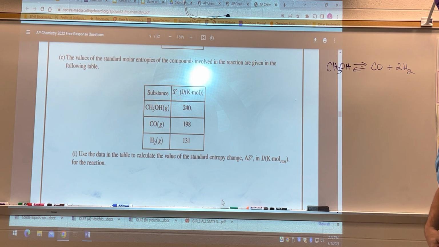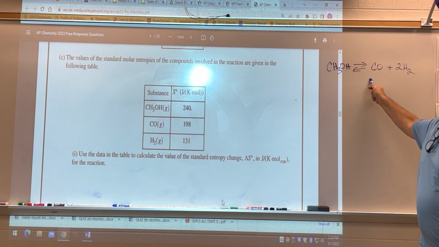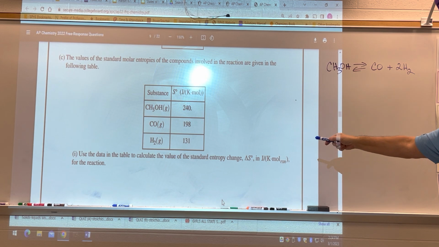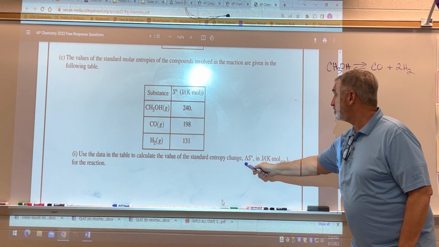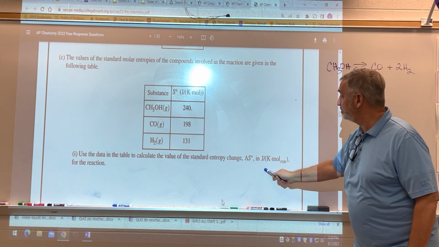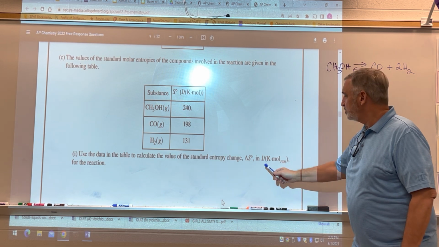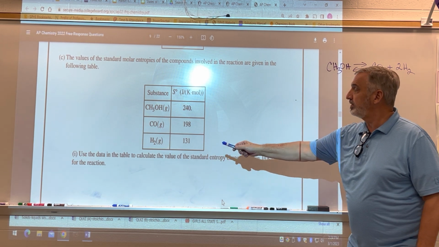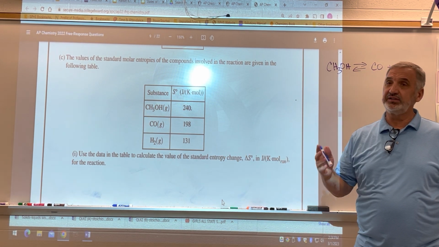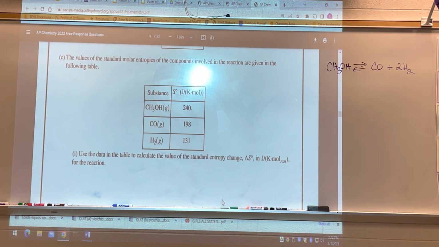The values of standard molar entropies of the compounds involved in the reaction are given. So here's my reaction again. Okay? Use the data to calculate the standard entropy change in joules per K moles for the reaction. How would you do, again, just do it. How would we do this? This is last unit, thermochemistry. Don't say it, just do it.